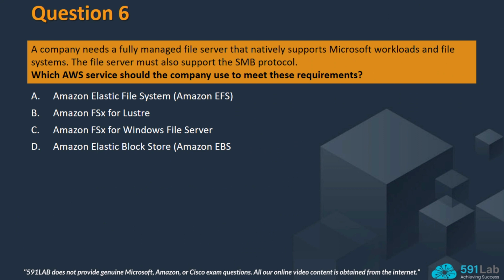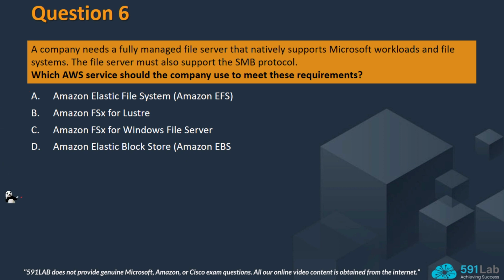Question number 6. A company needs a fully managed file server that natively supports Microsoft workloads and file systems. The file server must also support the SMB protocol. Which AWS service should the company use to meet these requirements? Option A. Amazon Elastic File System. While Amazon EFS is a fully managed file storage service, it does not natively support Microsoft workloads and file systems. It provides file storage that can be mounted on Linux-based instances, so this is not the correct answer.